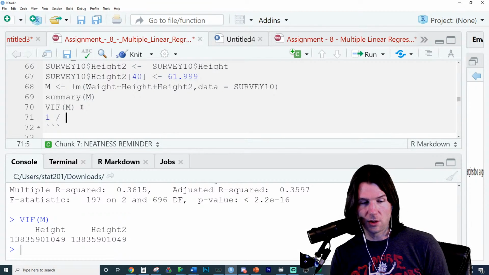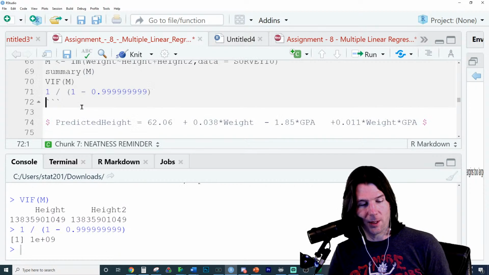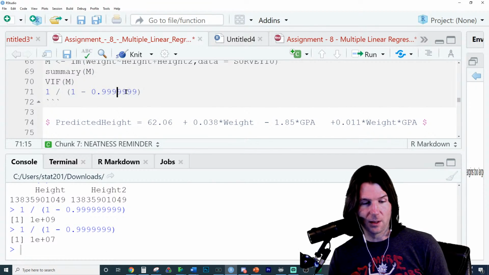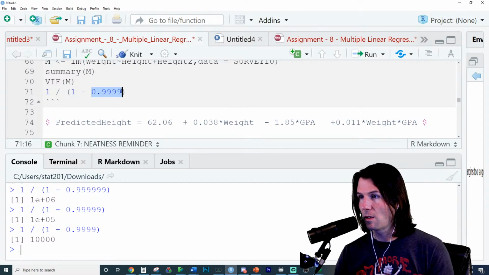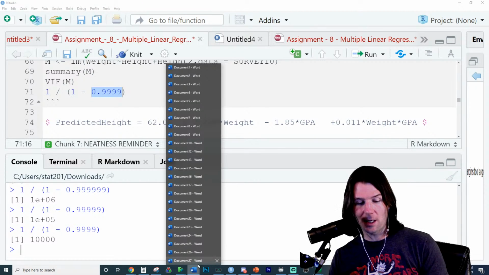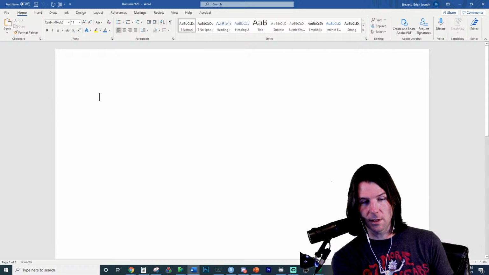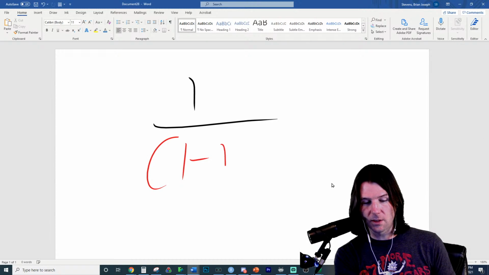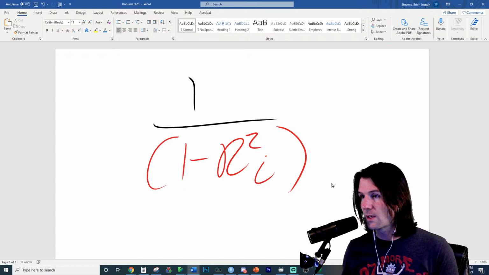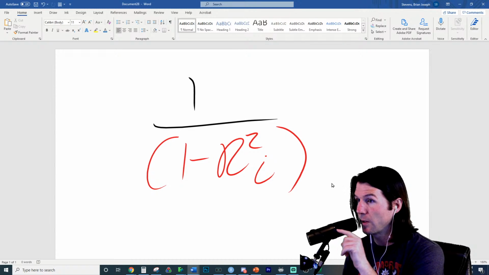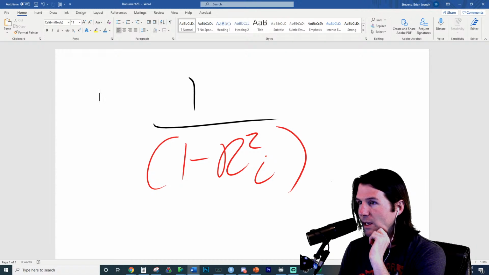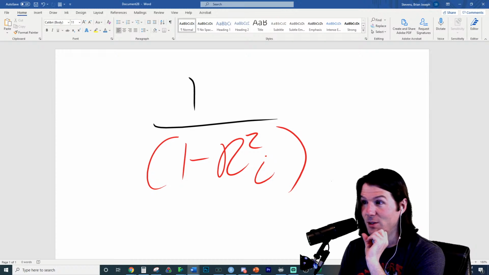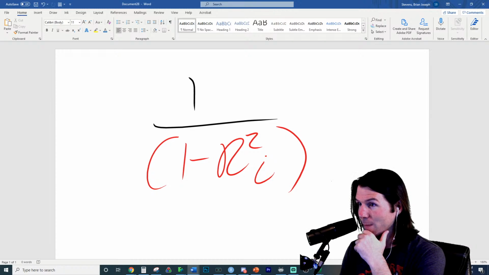Mathematically, this is what's happening. It's going to put it in scientific notation, but it's approaching infinity, exactly, because this is the r squared of the shared variation between the x's. When we calculate VIF, we're looking at the formula 1 over 1 minus r squared sub i, and the r squared sub i is the r squared of the shared variation between the x's. So we don't want a high r squared sub i. Is a high r squared sub i a good thing? No. High r squared sub i would lead to what?